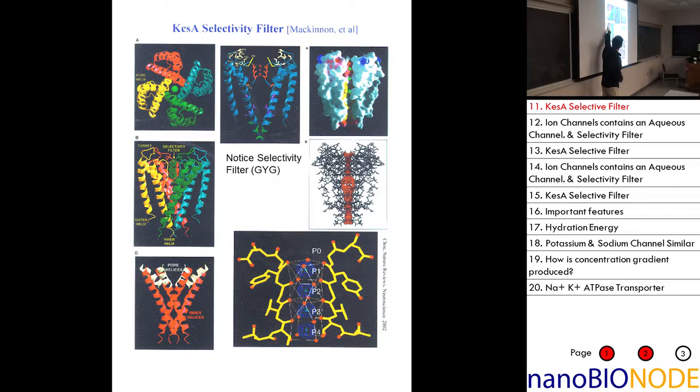And what he did is, it looks like this. You have the selectivity filter over here. That is, somehow it's differentiating between sodium and potassium. And in this case, remember, this is S6 and S5, and it forms a tetramer, and it's right down the middle where this potassium, in this case, can go.